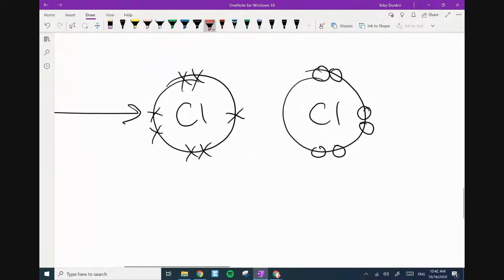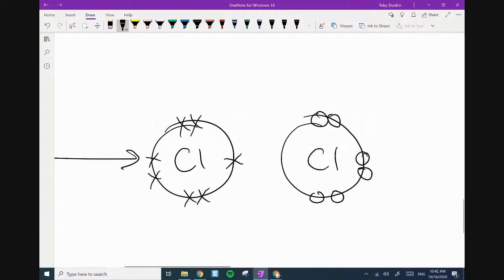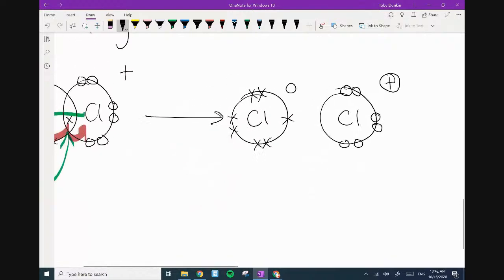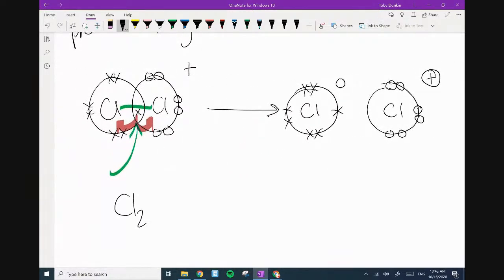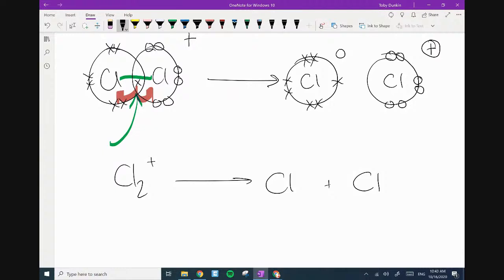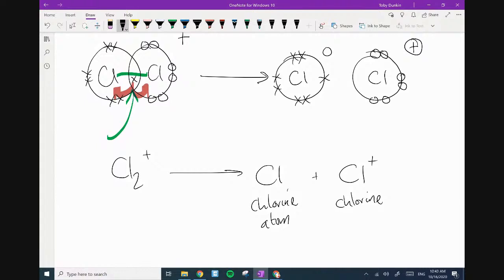But when I do this, one of the particles will become fully positive and the other becomes electrically neutral. So if I write this as an equation, Cl2 plus can become Cl plus and Cl. So what's happened is I've produced a chlorine atom. It was the original atom. It owns its own electrons, so it's uncharged. But this is now a chlorine positive ion. It's not a chloride because it's not negative. It's a chlorine cation.